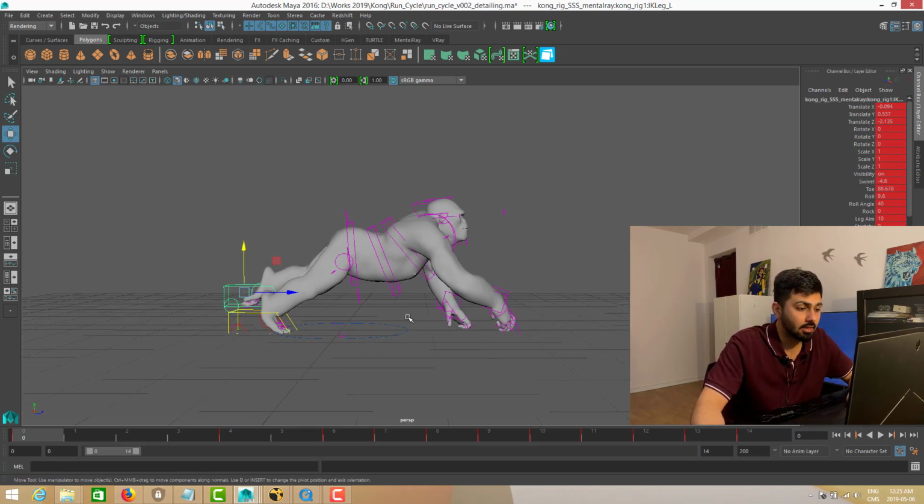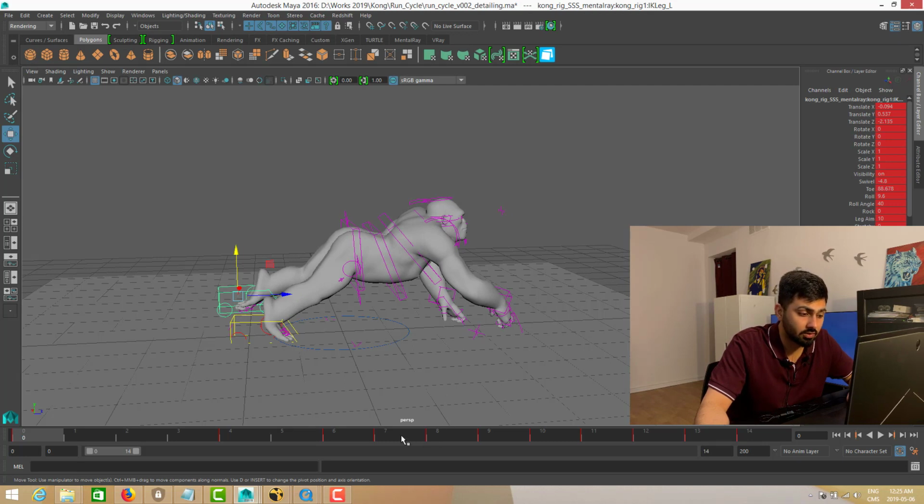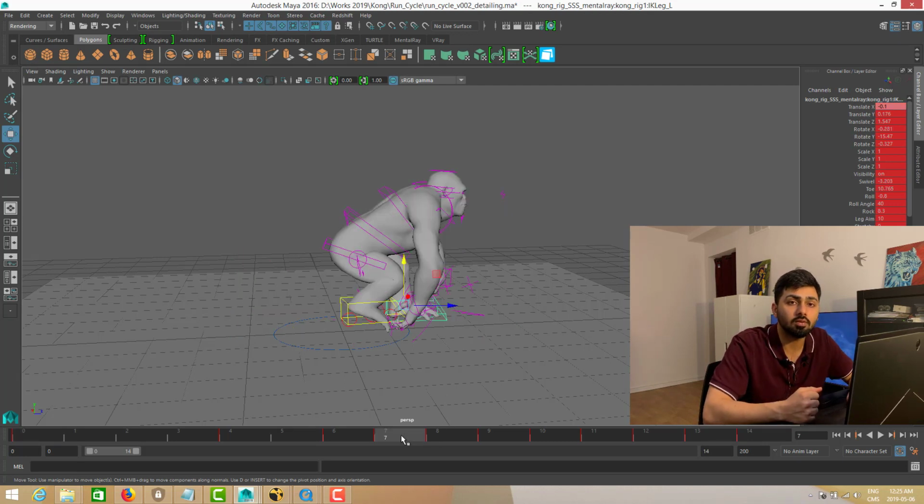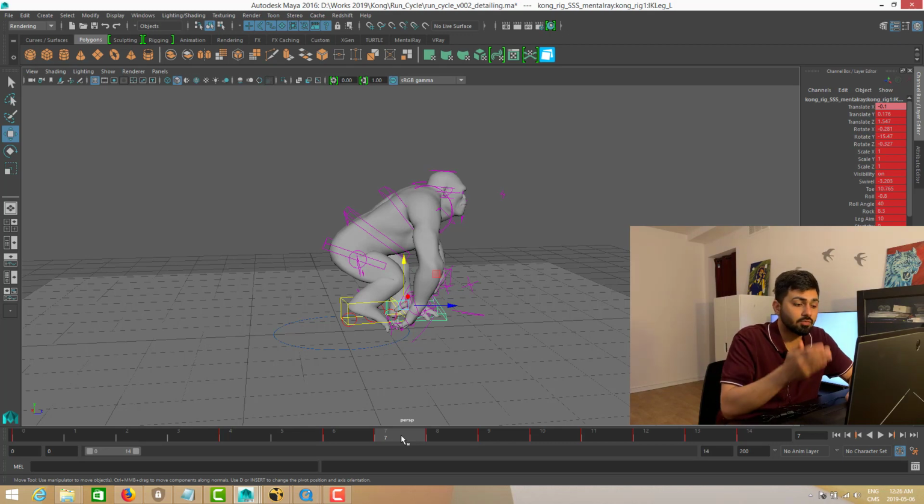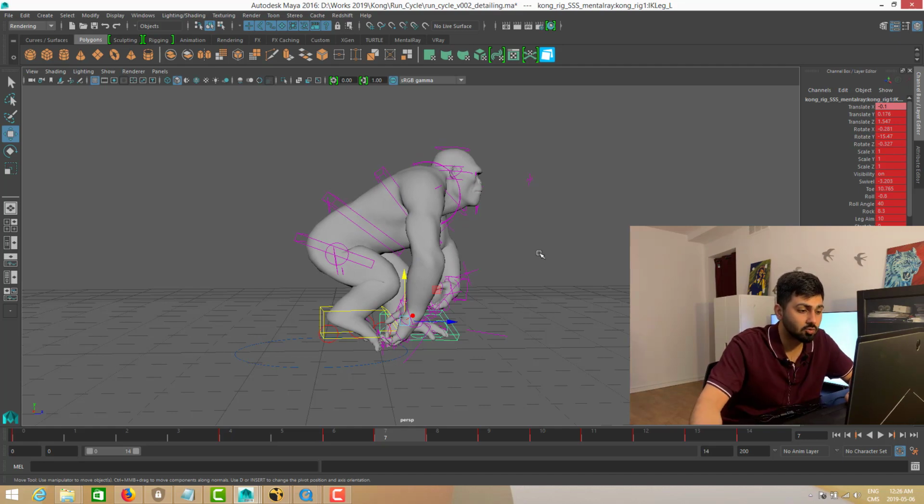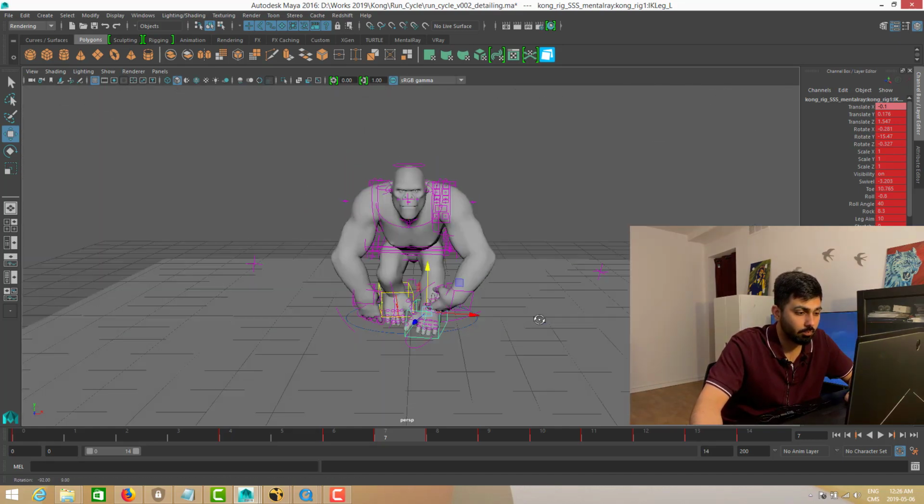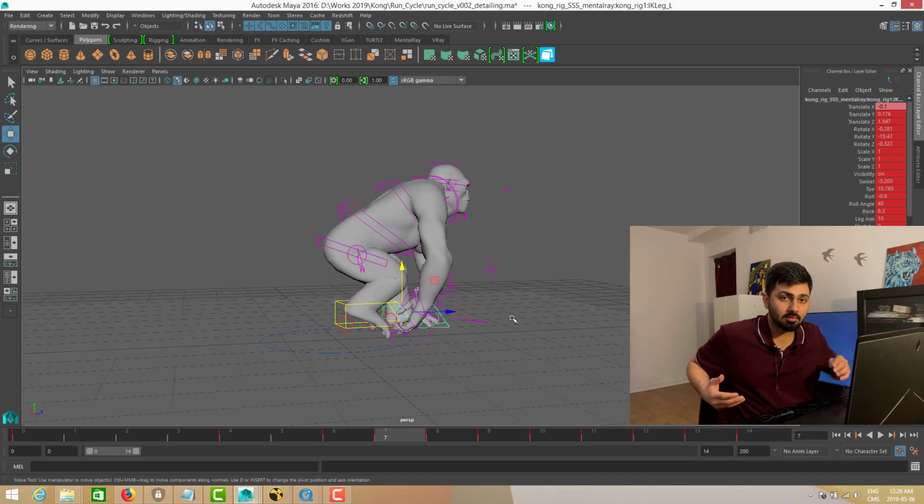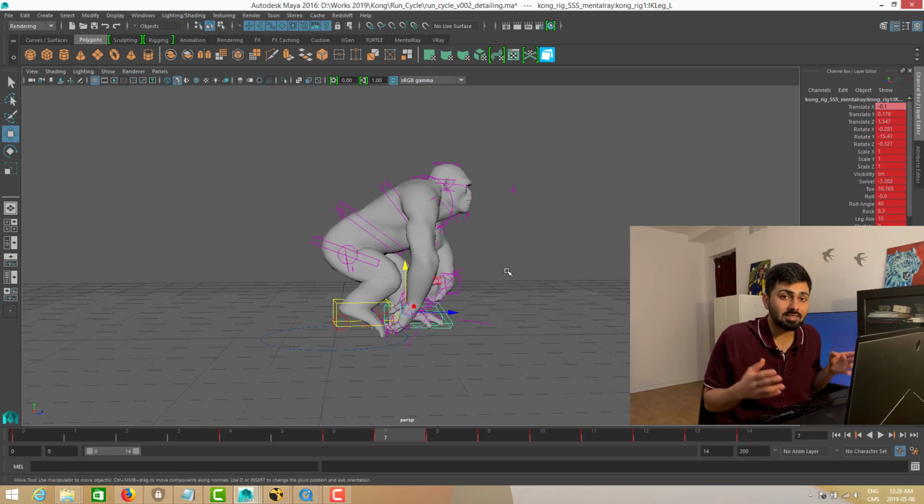The next pose is squash, and the squash pose will be kept right in the center of the run cycle. This run cycle is 14 frames, so the stretch pose will be on frame 0, or we can say the first frame, and the squash pose will be in the center, which is frame 7. So in frame 7 here is the squash pose. In this squash pose, the gorilla brought his legs as close as he can to his body. His hands are also close to his body, also inside, and he squashed himself.